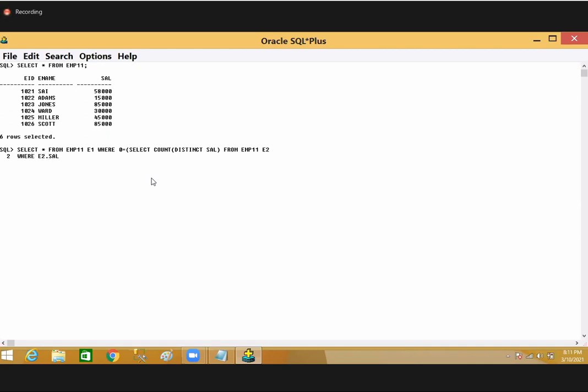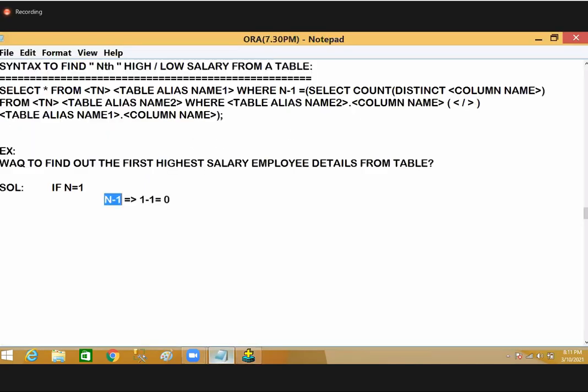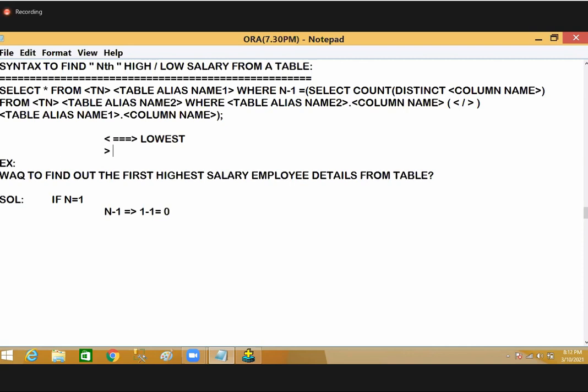Whatever symbol we use here, greater than or less than, I want to give one hint. Less than we use for the lowest salary, and greater than we use for the highest salary. Carefully observe. So less than is for the lowest salary, and greater than is for the highest salary.